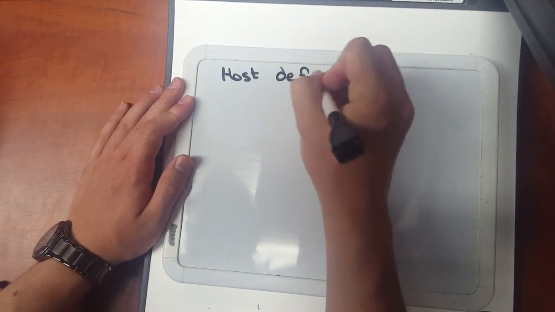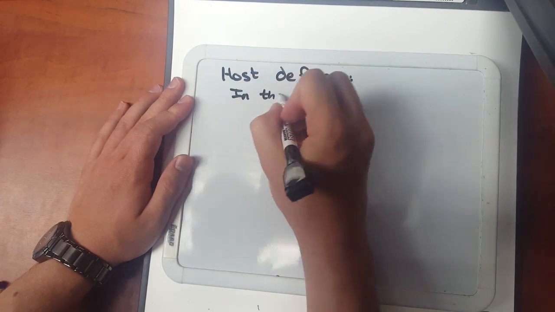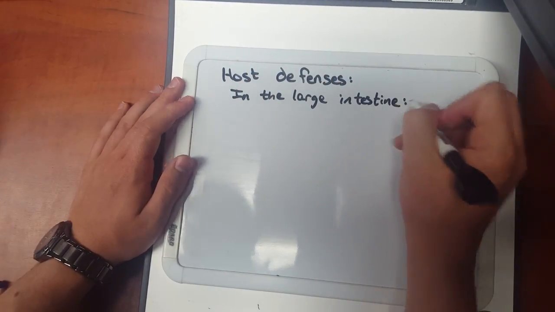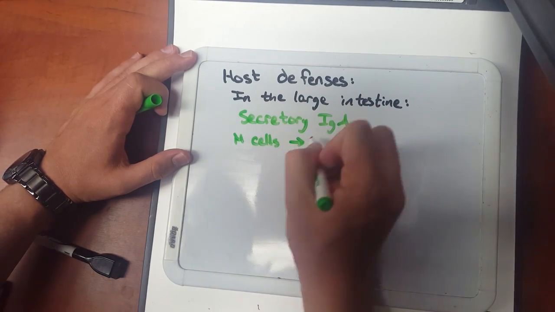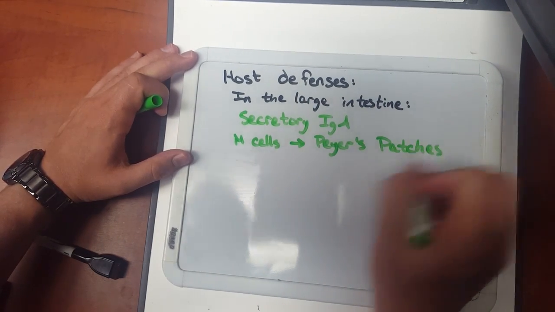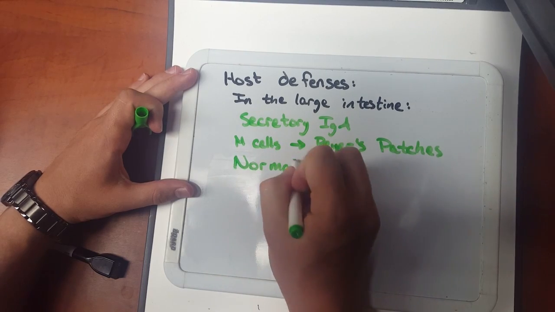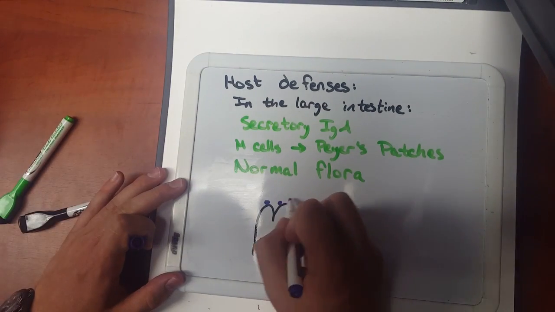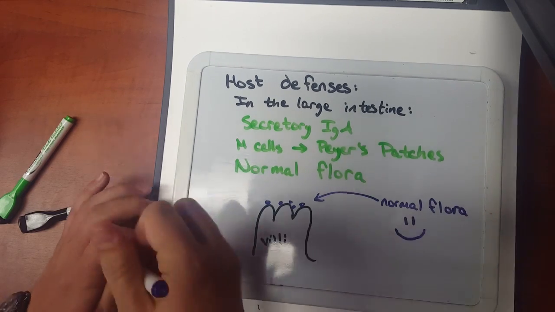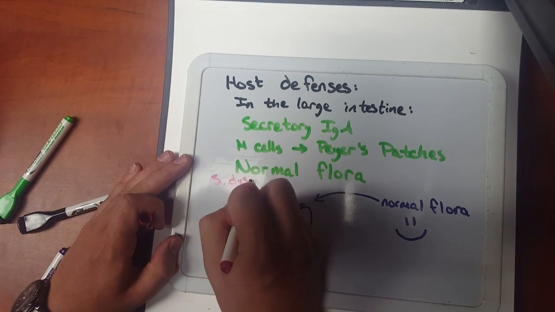The most important host defenses against Shigella in the large intestine are the secretory IgA, the M cells in the Peyer's patches, and the normal bacterial flora. The normal flora are important because they prevent Shigella from finding a seat on epithelial cells.